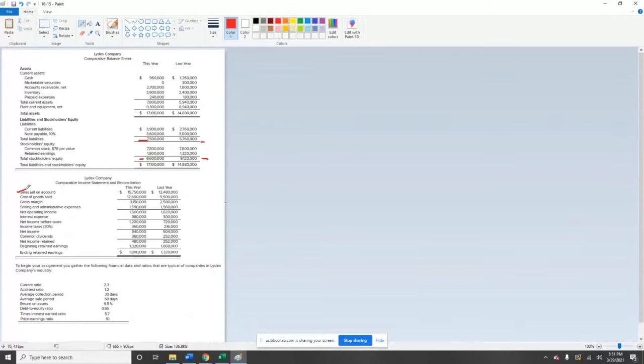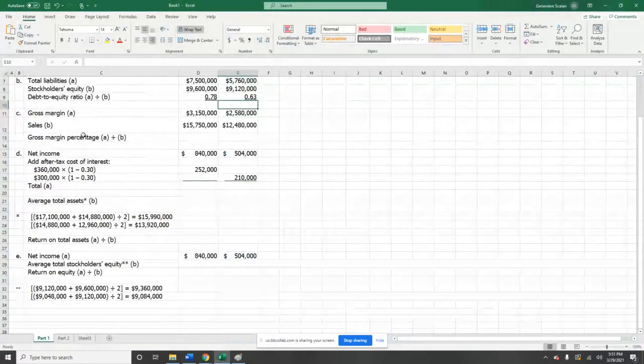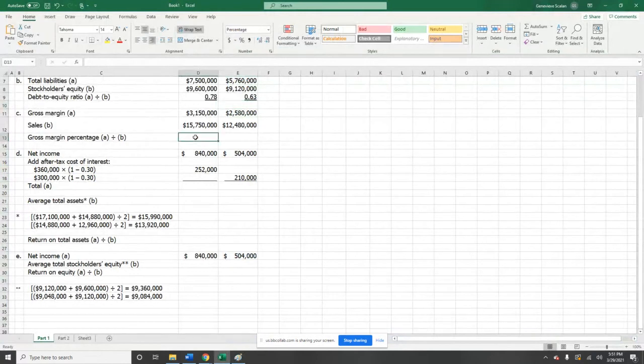So here's your sales. Here's your gross margin. Sales, gross margin, sales, gross margin. So we get those numbers and we bring them over here. And to calculate gross margin percentage, what percentage is the gross margin of our sales? You just take gross margin divided by sales.